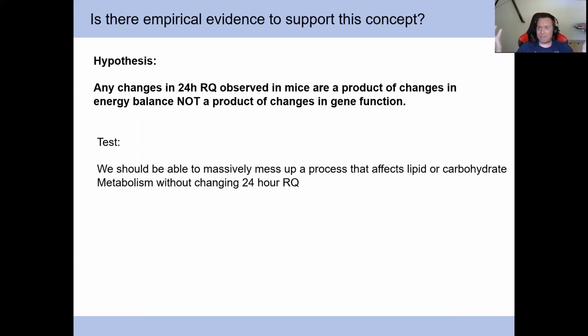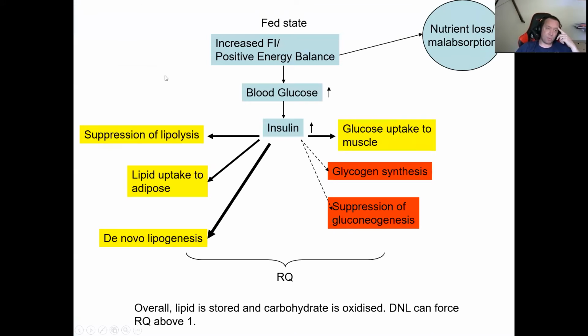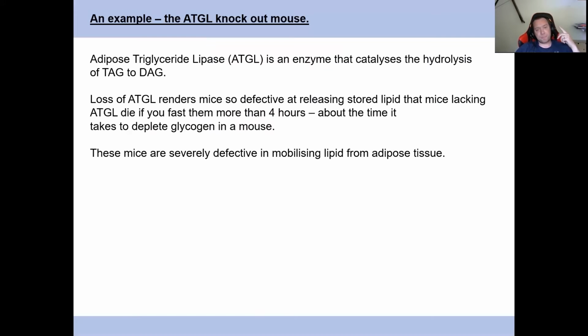So is there empirical evidence to support this claim that respiratory quotient, just averaged over 24 hours, is essentially just something you can measure with some weighing scales and a diet sheet? If this is true, we should be able to massively mess up a process that affects lipid or carbohydrate metabolism without changing 24-hour RQ once we've corrected for the energy balance. And I would argue, and what we're going to look at today, is that lipolysis is pretty important as a process, okay? Because we do a lot of lipolysis as mice.